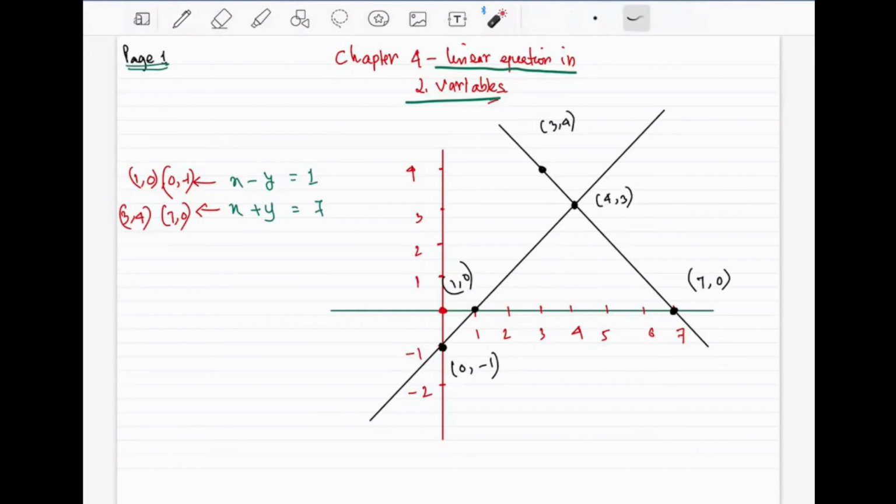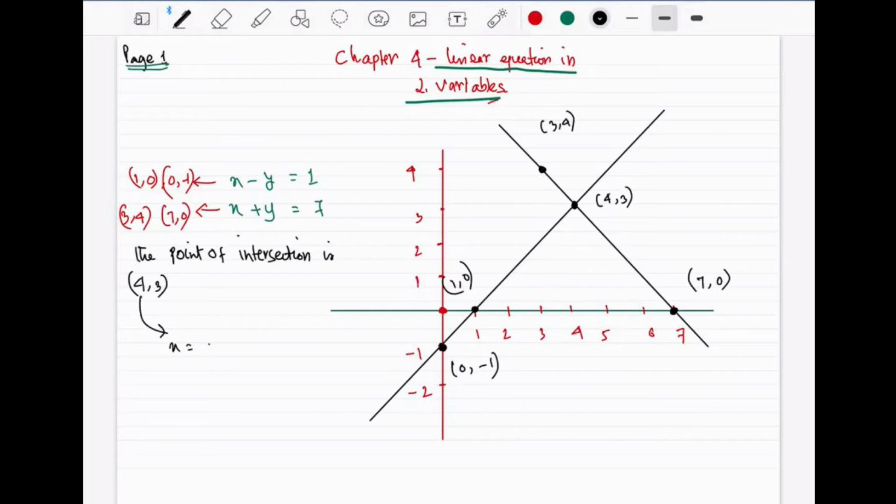So in 4, 3, this is the value of x, this is the value of y, right? So after we draw the graph, we will say the point of intersection is how much? The point of intersection is 4, 3. From this, you have to take out the value of x and y separately.